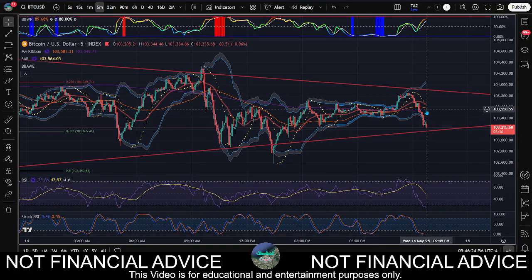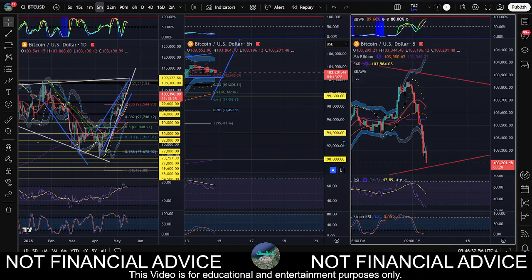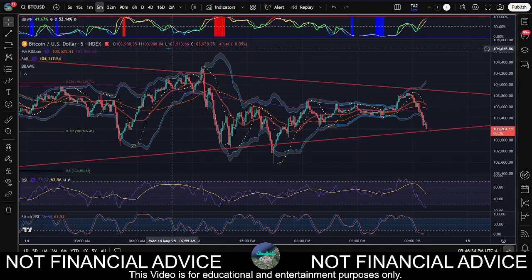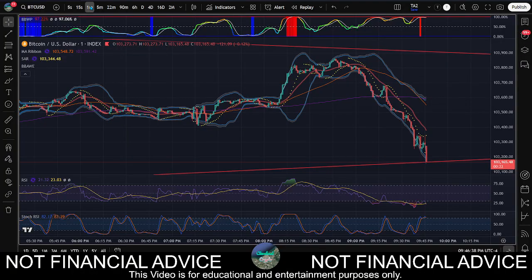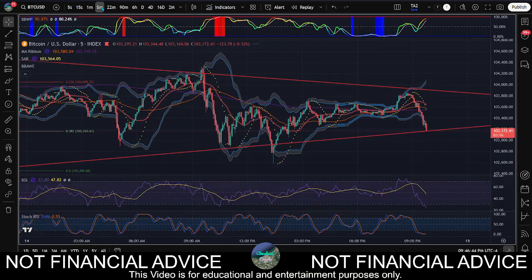Broke under its 200, so it might come back up. If we can't see it break back over its 200, then that's going to keep going down. So if that keeps going down, let's look at the 1 minute. 1 minute's under its 200, and at the top Stokes, so that's about to start heading back down too.